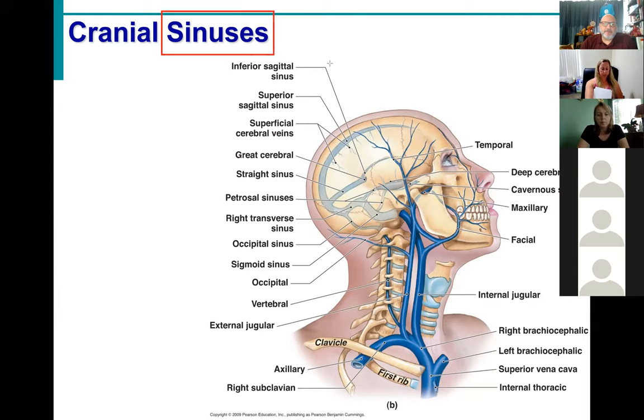Why might it be important to have a lot of sinuses in the cranial cavity? Make the head lighter. A lot of fluid. Yeah, we want to drain the head as easily as possible. Why? Because you don't want fluid build up in the head. Right. You want to avoid edema, right? Edema is really the key.